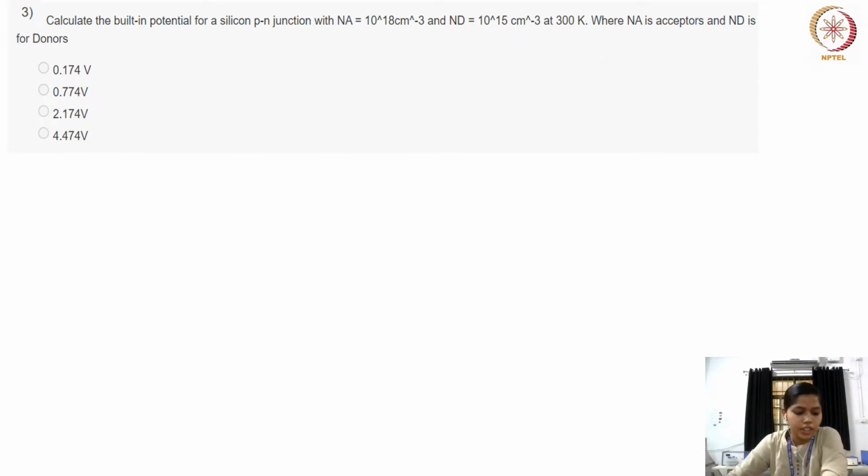Now the next question is to calculate the built-in potential for a silicon PN junction with Na equal to 10 raised to the power 18 per cm cube and Nd equal to 10 raised to the power 15 per cm cube at a temperature of 300 Kelvin, where Na is the acceptor and Nd is the donor concentration.